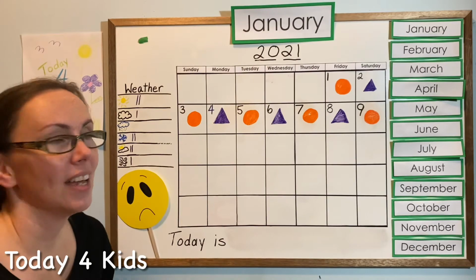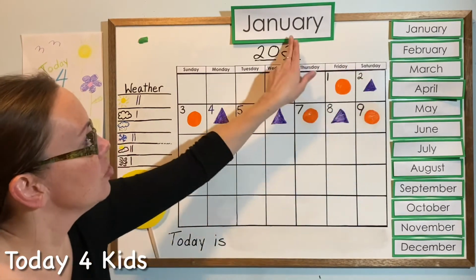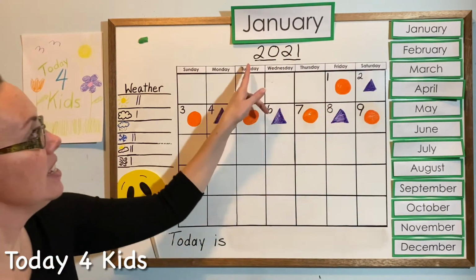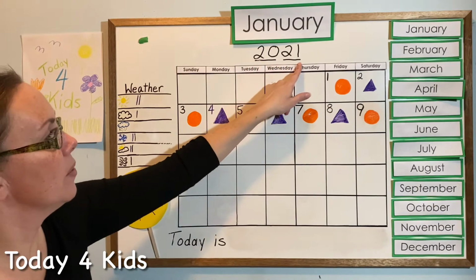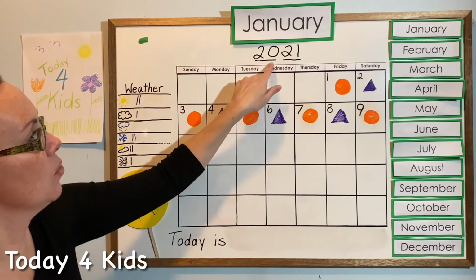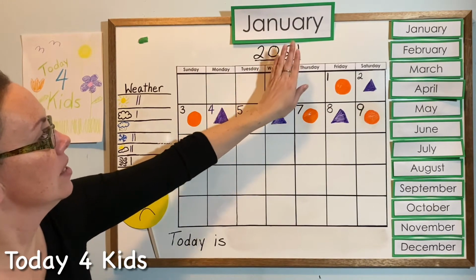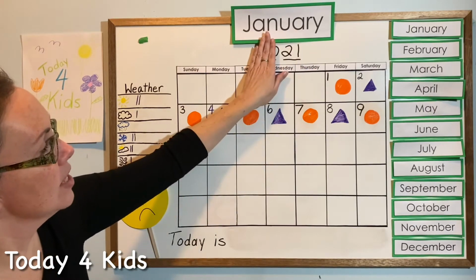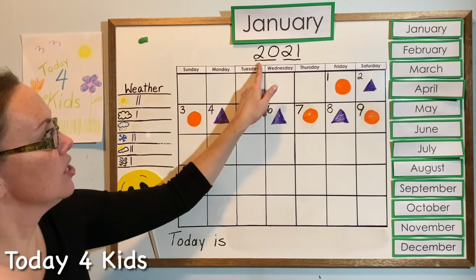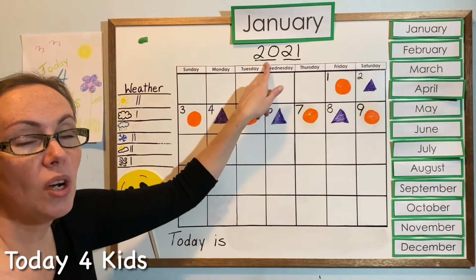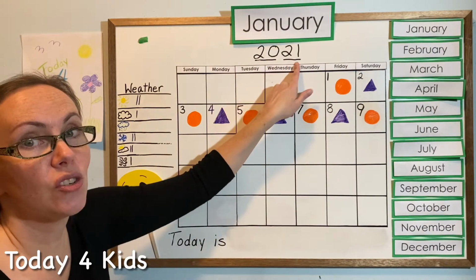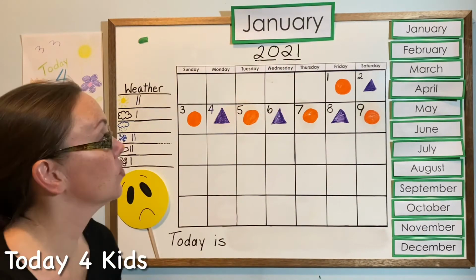January. So we have Saturday, January 9th, and the year is 2021. Sometimes we say twenty twenty-one because that looks like a 20 and that looks like a 21. So you can say two thousand twenty-one or you can say twenty twenty-one. Whatever you prefer is great.